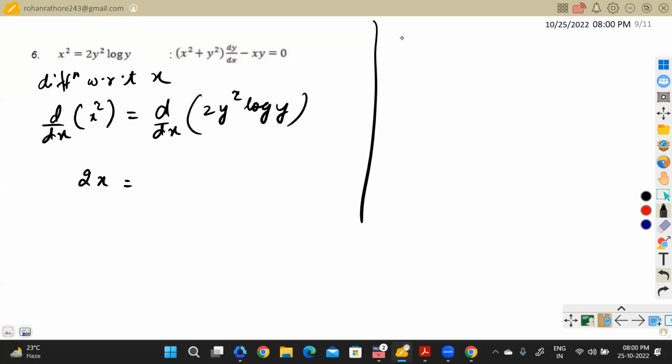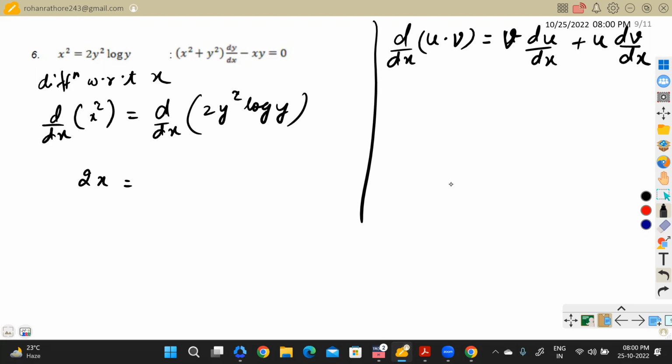So what is the product rule? If we have to differentiate two functions, then what we can do, we differentiate the first and write the second function as it is, du by dx, and then we write the first function as it is and we differentiate the second function. Okay. So here we can just take 2 outside because it's just a constant. Now let's write log y as it is, and let's differentiate y square. So y square will be 2y.